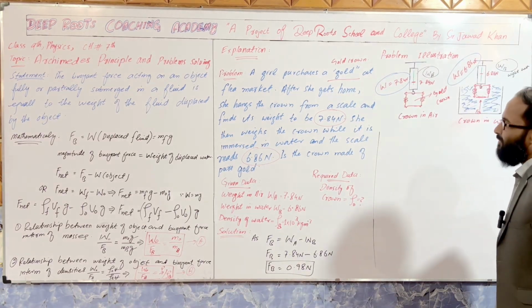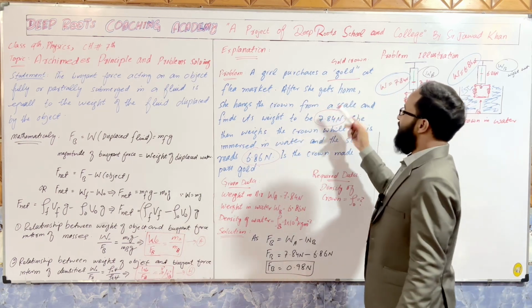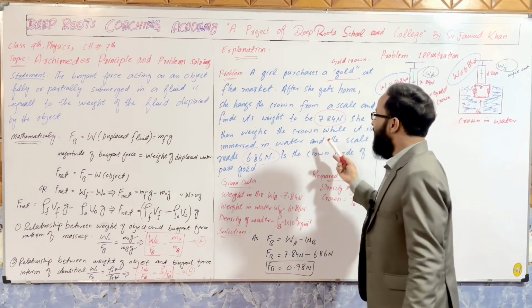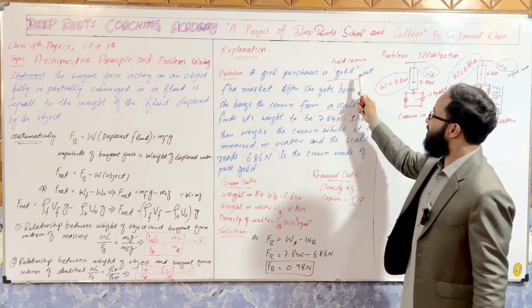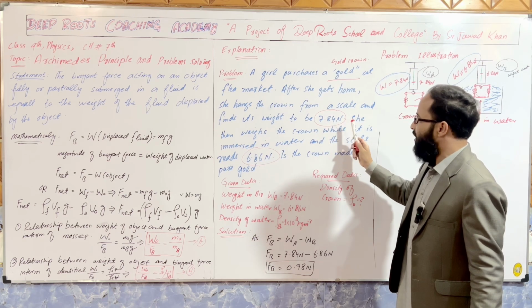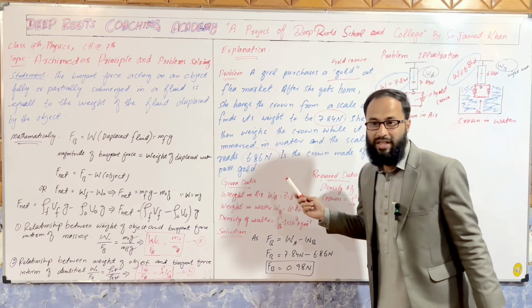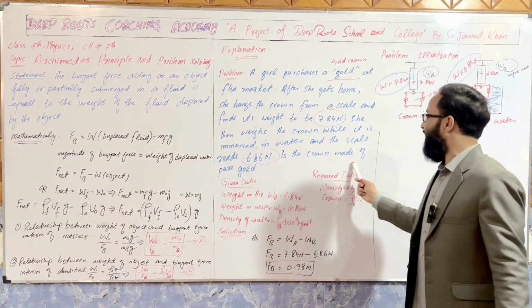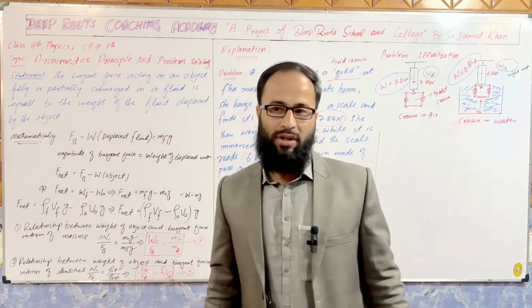A gold crown. So the question is giving some data, and the required data is also given. The given data is a gold crown, the weight in the air is 7.84 Newton, the weight in the water is 6.86 Newton. And the required data is whether the crown is made of pure gold or not. We have to check it out.